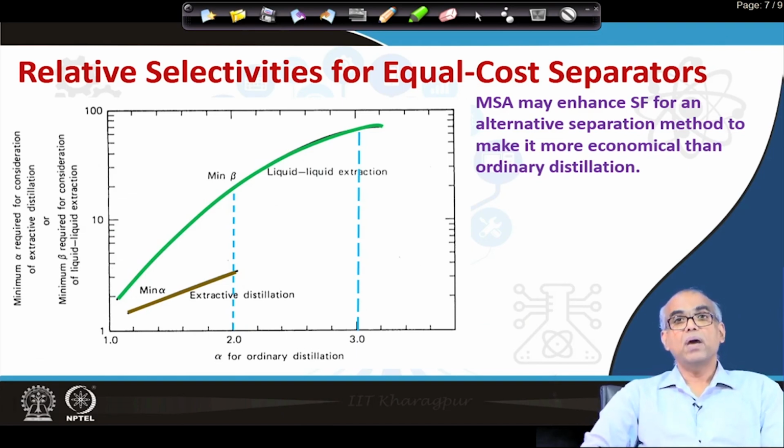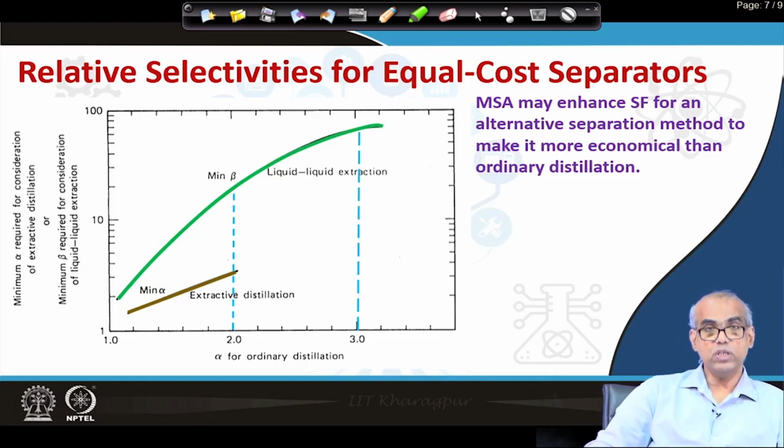The use of mass separating agent may enhance separation factor. For example, extractive distillation. The separation factor can be enhanced by use of a mass separating agent, and the enhancement may be to the extent that this process will be more economical than ordinary distillation. It is possible.